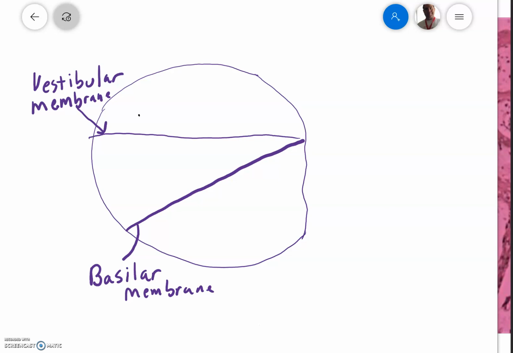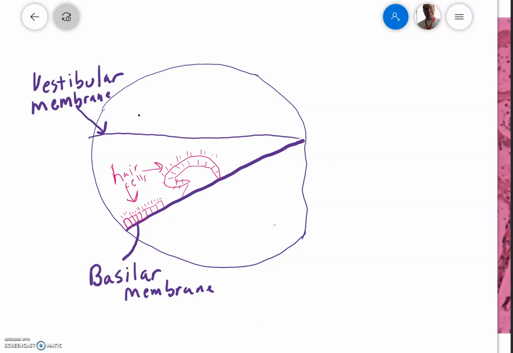Now, the basilar membrane is the base of the hair cells. So we need to add some hair cells. So hair cells are these little, tiny, almost cuboidal cells. They're not quite cuboidal. And there's a couple different types. There's some all by themselves like there. There's some hair on them. And then there's going to be a big structure in this middle here. So here are our two sets of hair cells.